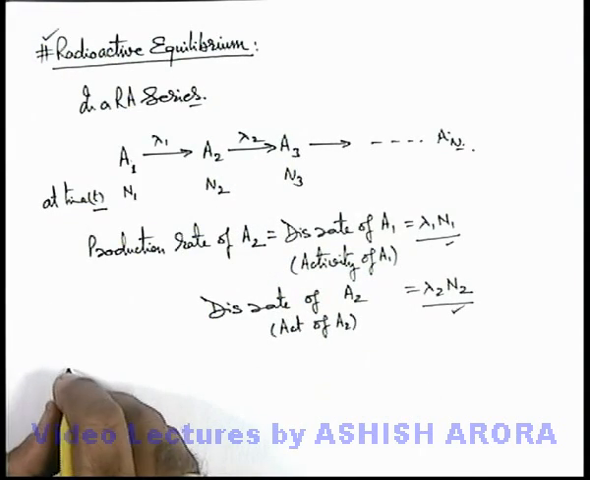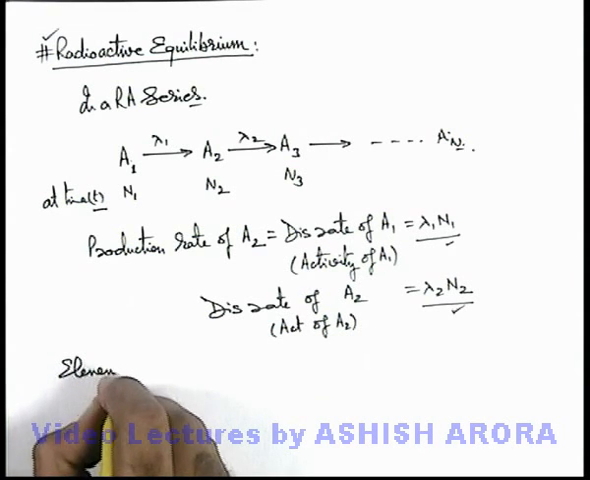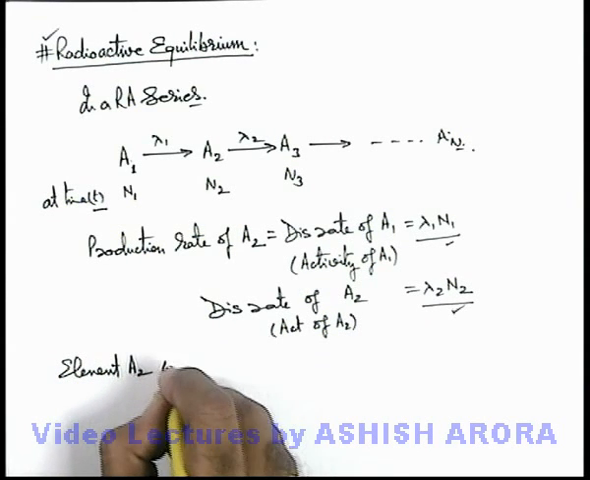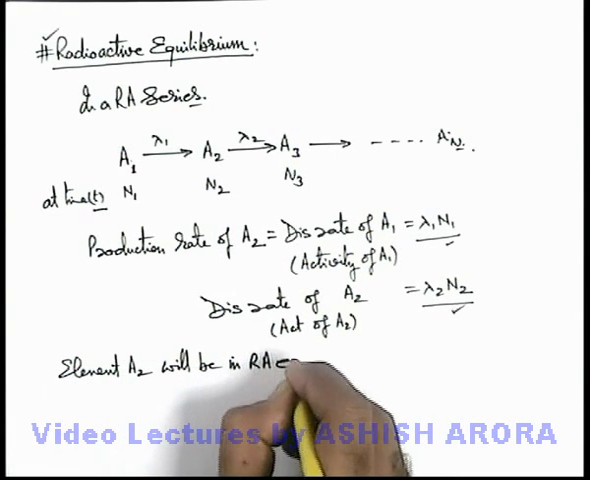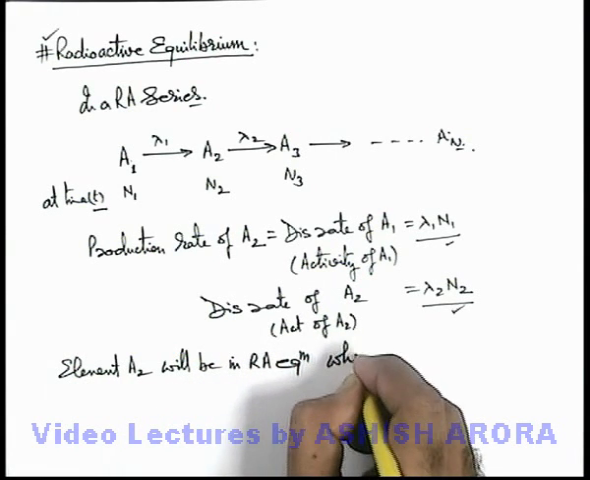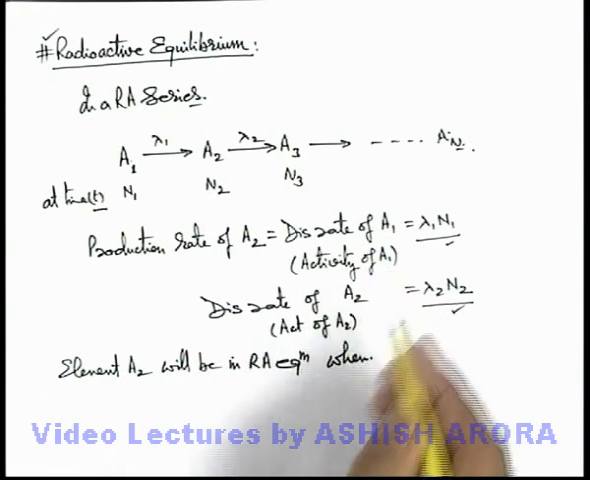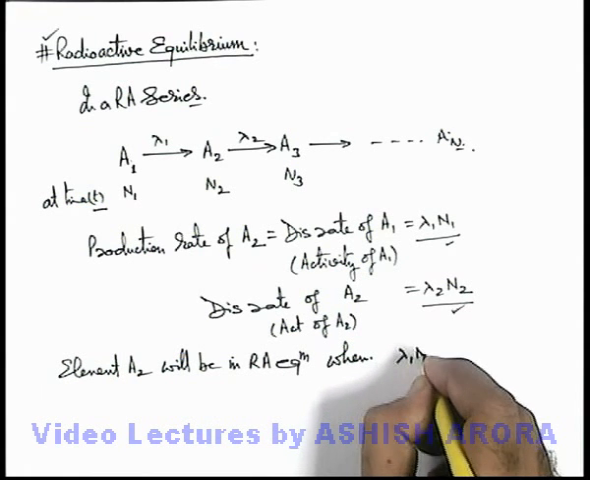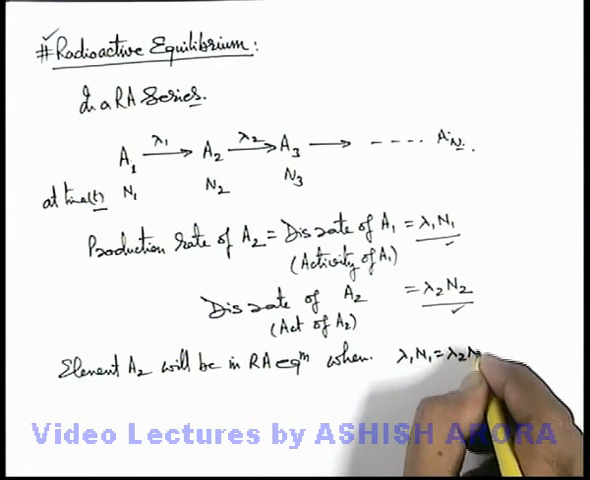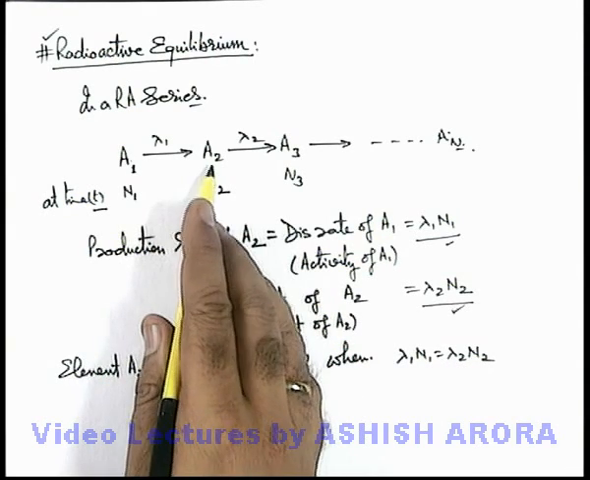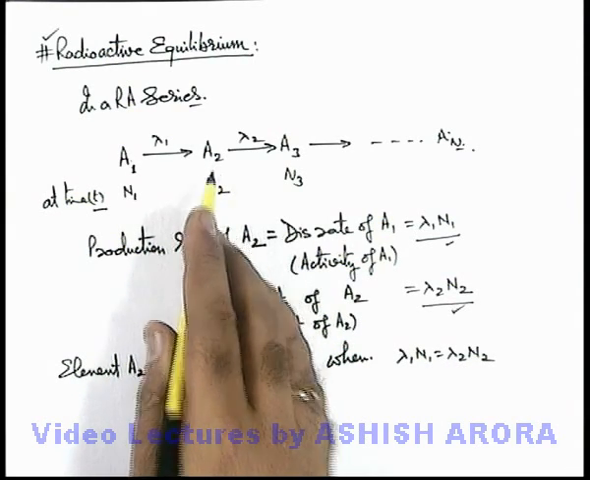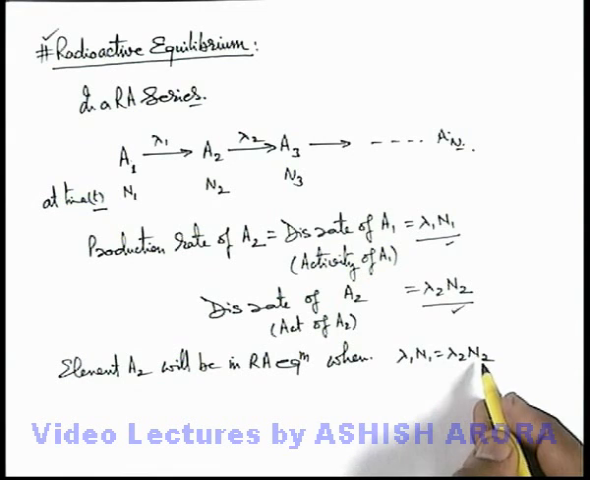So here we can write, element A2 will be in radioactive equilibrium when its production rate and decay rate are equal, that is lambda 1 N1 equals lambda 2 N2, and under this state the amount of A2 appears to be constant for some time till the activity changes.